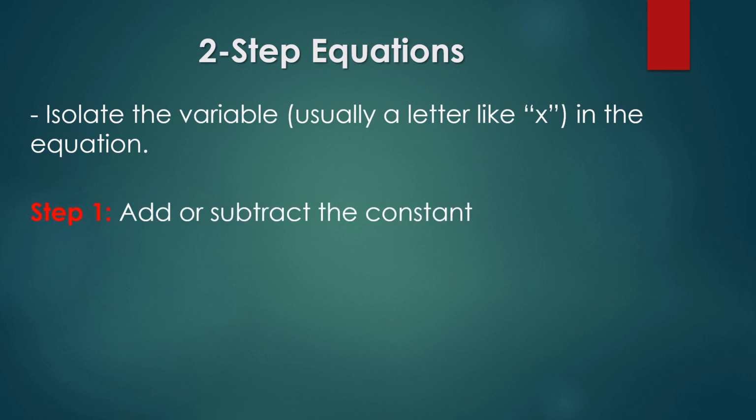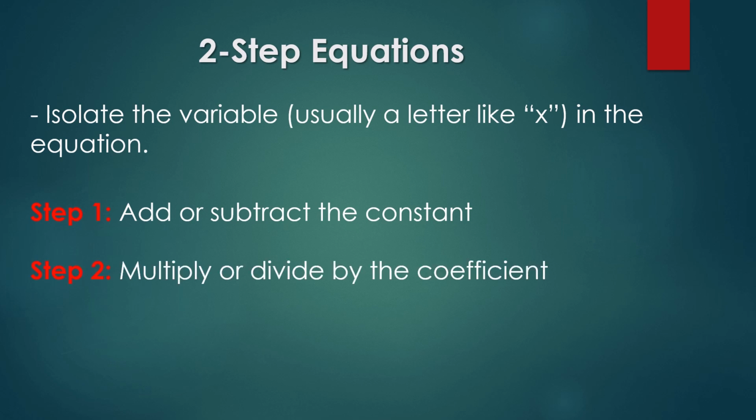We're going to do that by adding or subtracting the constant, that's a number by itself. Then, the second step is we're going to multiply or divide by the coefficient, that's the number that's in front of the variable. By doing this, we're going to end up with that variable by itself equal to a number. That's how we solve the equation. Let's give it a try.